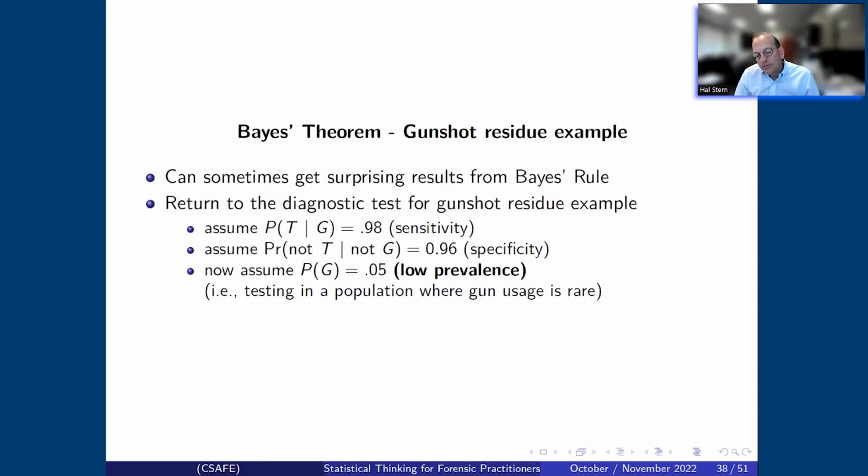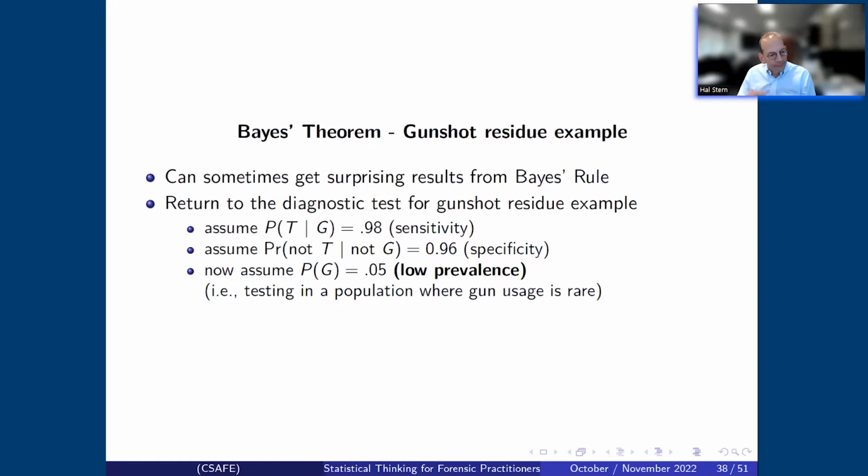People shooting guns is rarer in Connecticut. And so I'm just speculating that the prevalence of gunshot residue on an individual, a priori, without knowing anything else, is pretty low. It's about 5%. So we'll call this the low prevalence test. And based on this low prevalence situation, I'm going to ask you to think about Bayes' rule. And suppose the test comes back positive. How confident are you that this person has gunshot residue on their hand?